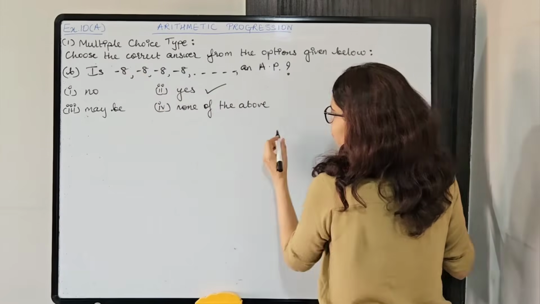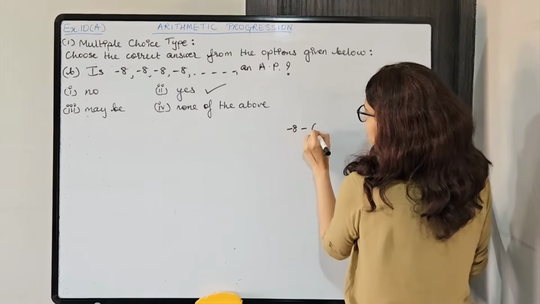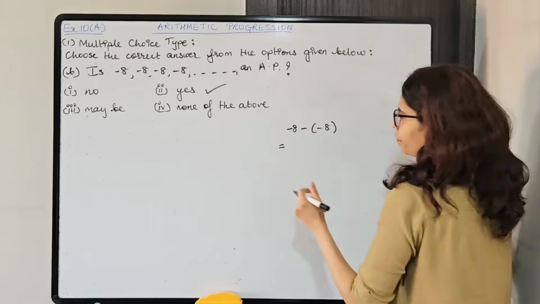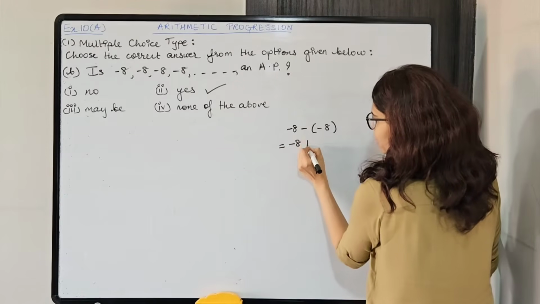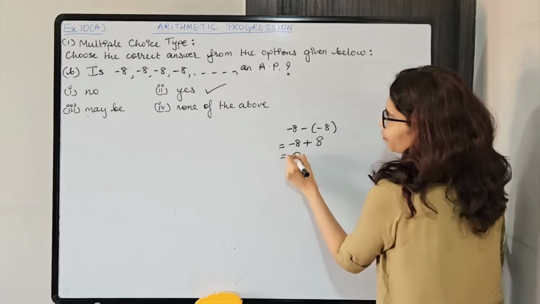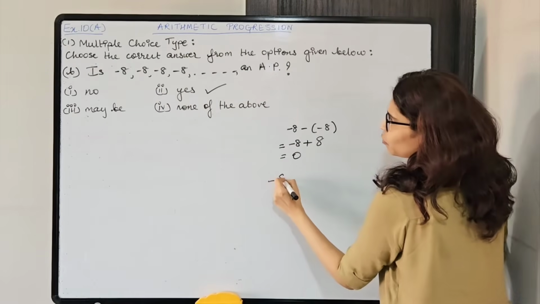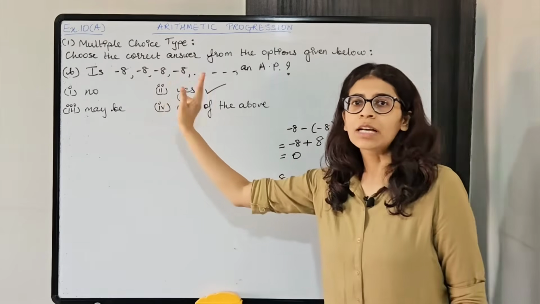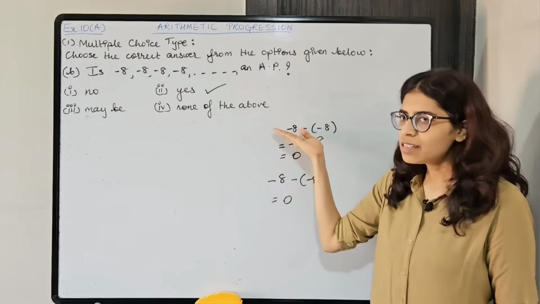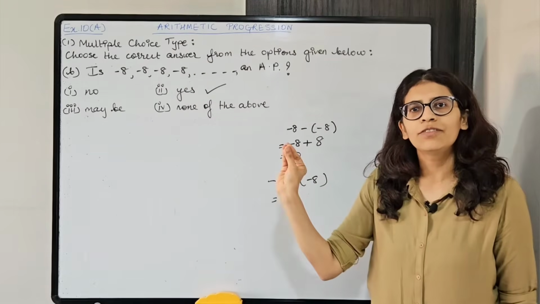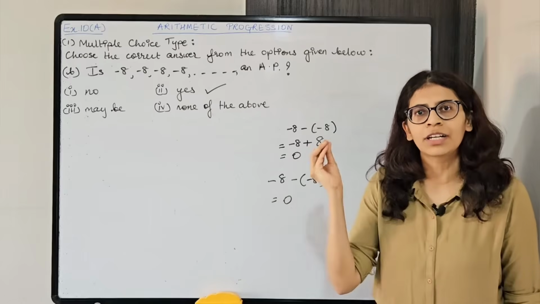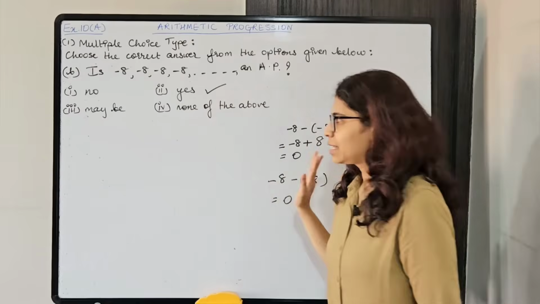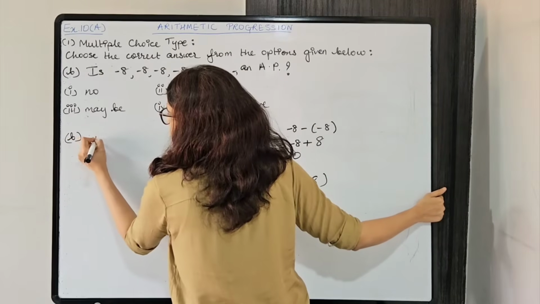Look at the difference of consecutive terms, that is second term minus first term. Always succeeding term minus preceding term. So minus 8 minus minus 8, minus minus becomes plus, so it gives 0. Looking at the difference of these two terms, the calculation will be the same, so this will also be 0. So common difference is 0 in all. So it is an AP. The common difference is constant. It does not matter whether it is 0 or negative, but if it is constant, then it is an AP. Okay, so yes. So for B, correct option is 2.